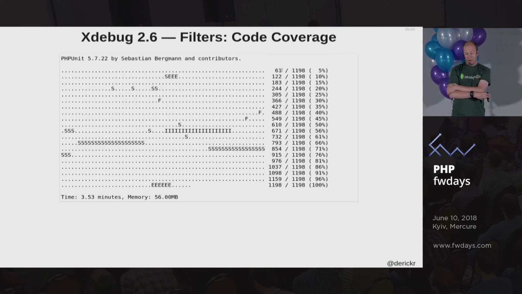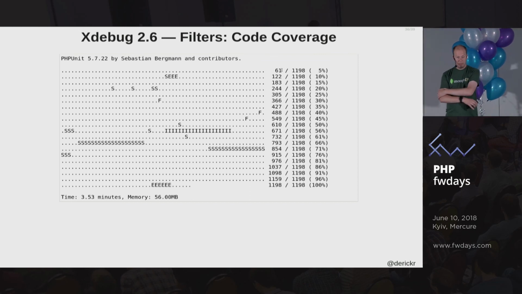As an example, if you run this on one of my test suites, before using this filter, it took nearly 4 minutes and 56 megabytes of memory. With the filter enabled, it was about twice as fast. So if you use code coverage in any sort of way, you definitely want to have a look at these filters.